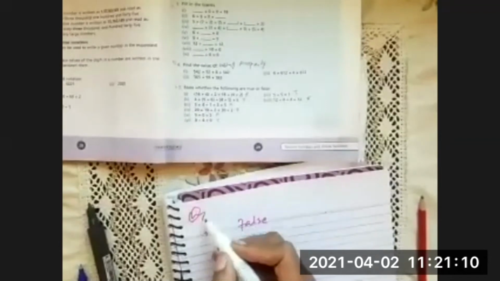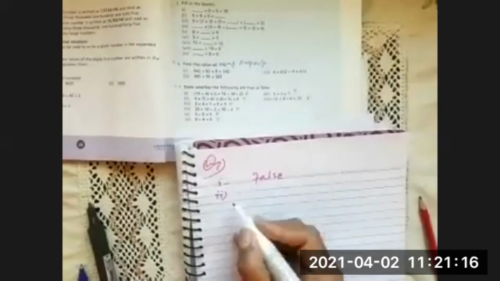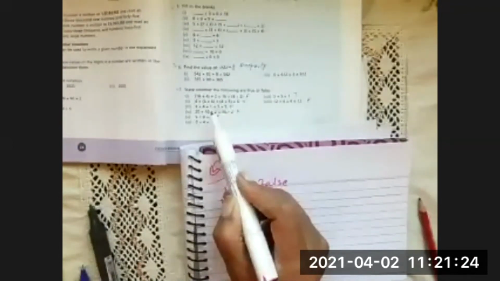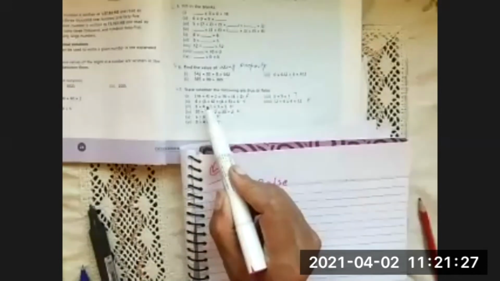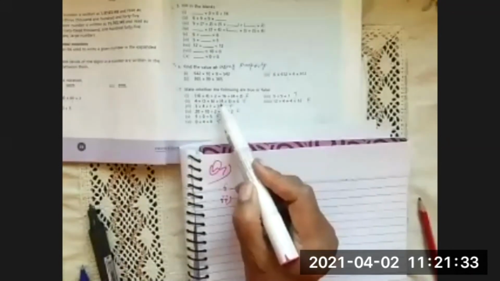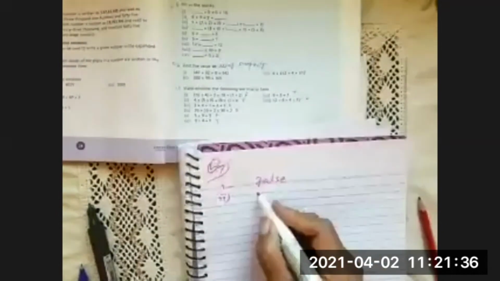Question 7, second part. 4 multiplied by 5 into 6, is it the distributive property? No. 4 multiplied by 5 multiplied by 6 is there. This is the associative property. 4 multiplied by 5 in the bracket multiplied by 6. True, because the associative property of multiplication is there. Both the sides are equal. When we solve them, we will get the equal answer towards both the sides. The statement is true.